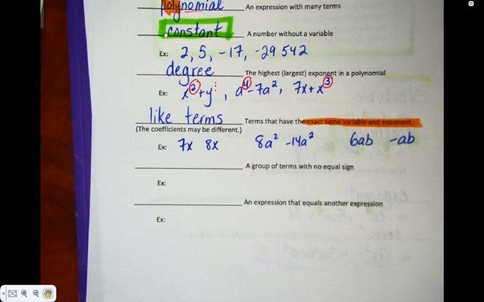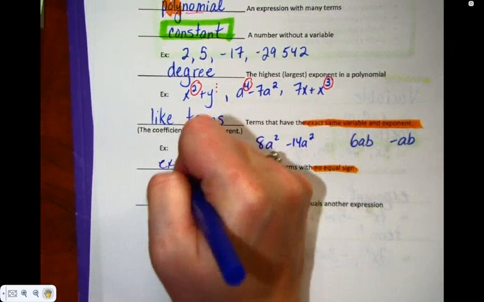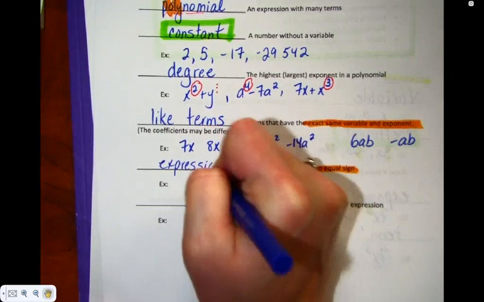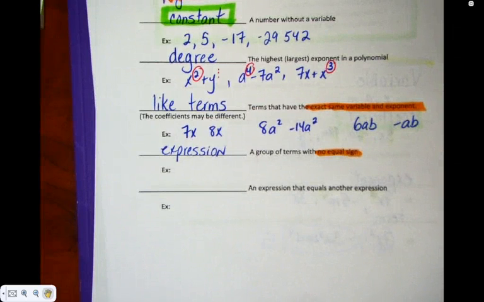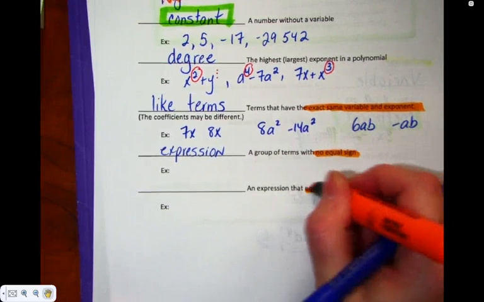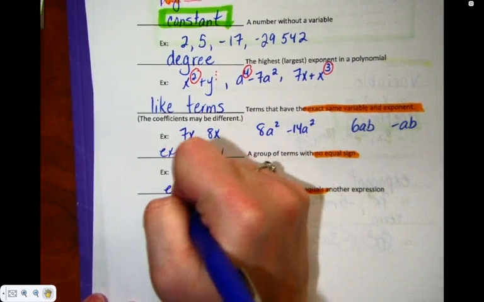Two more words to go. A group of terms with no equal sign. It is an expression. High five. An expression. I'm going to come back to the example. I just want to compare it to the last word, and it's an expression that equals another expression. Equation.